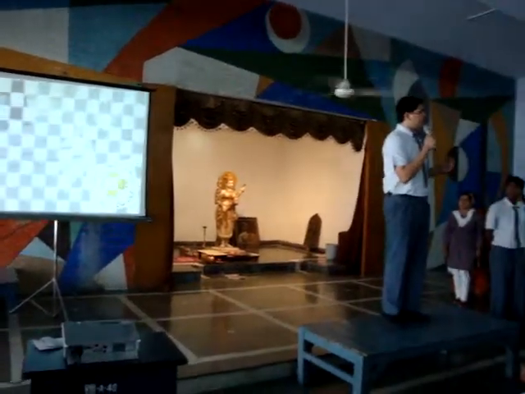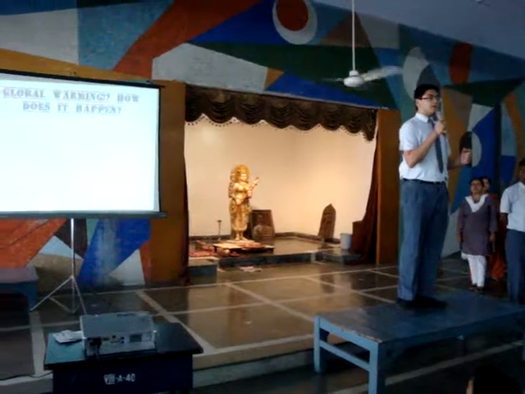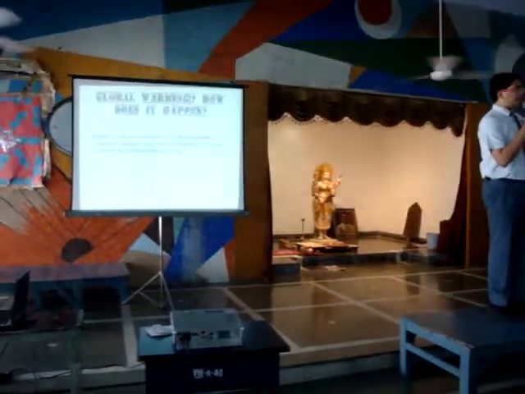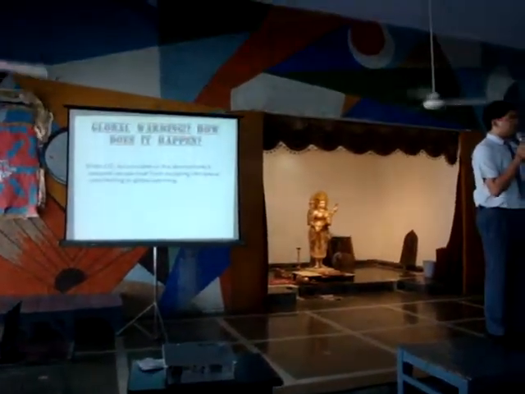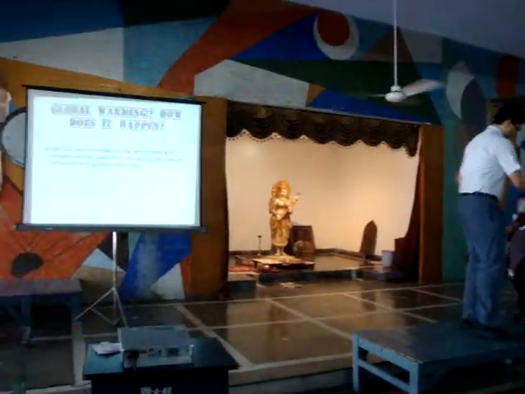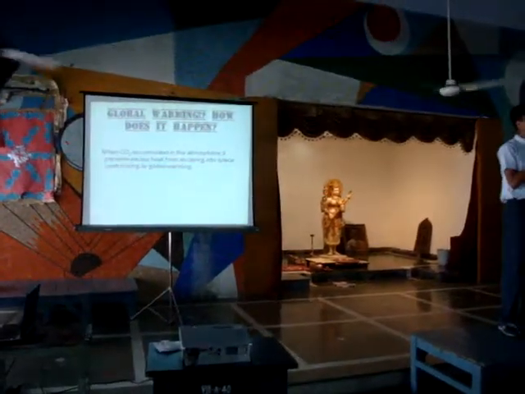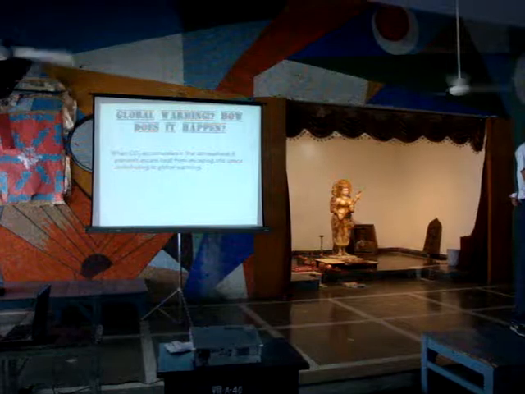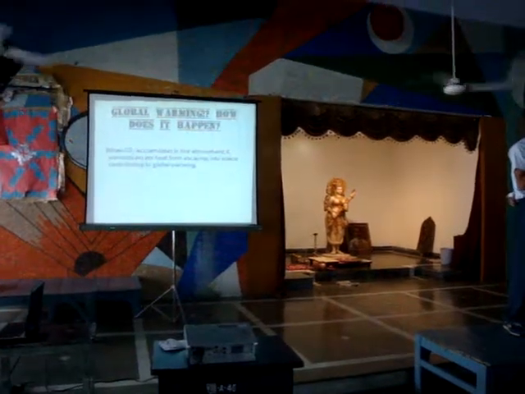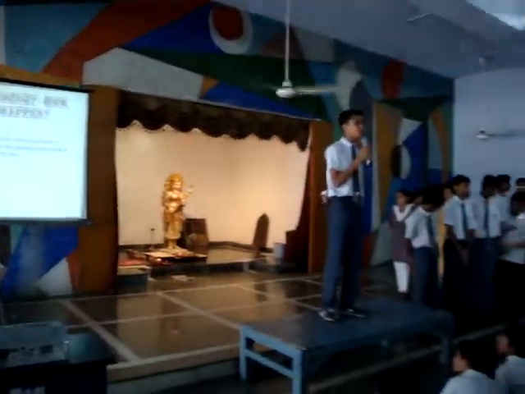But what exactly is global warming? How does it happen? And what are its impacts on our lives? Let's find out. When CO2 accumulates in the air, it prevents excess heat from escaping into space. This contributes to global warming.